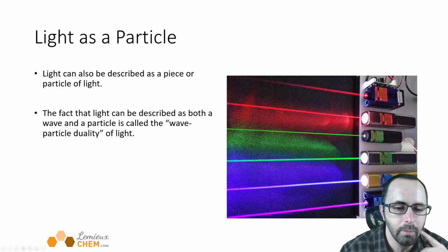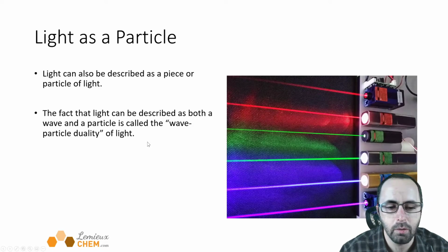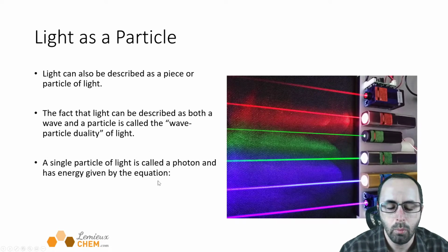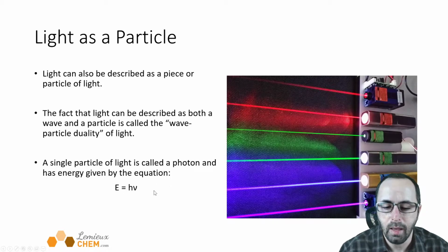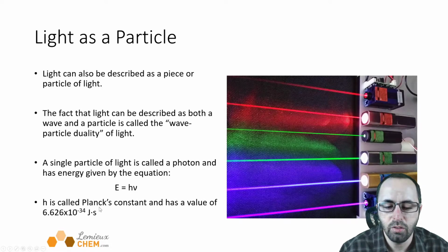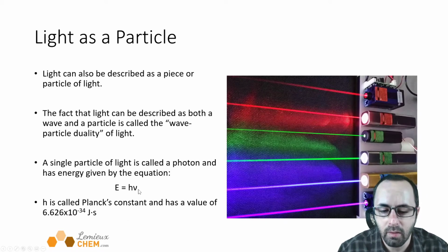So the fact that light can be described as both a wave and a particle is called the wave-particle duality of light. So we can describe a single particle of light, which is called a photon, and its energy would be given as this h, which is a constant. That h is called Planck's constant and has a value of 6.626 times 10 to the minus 34 joules times seconds, times this nu here, which is the frequency, and that will give you the energy.